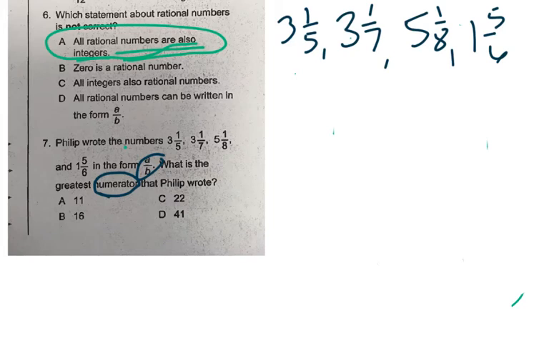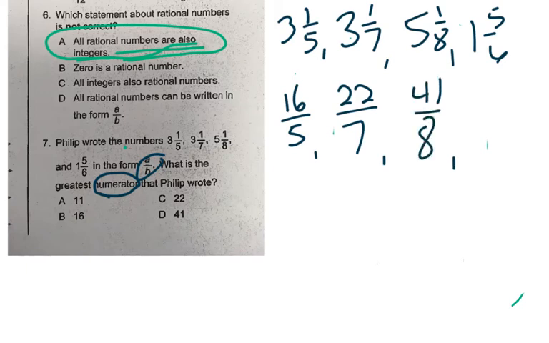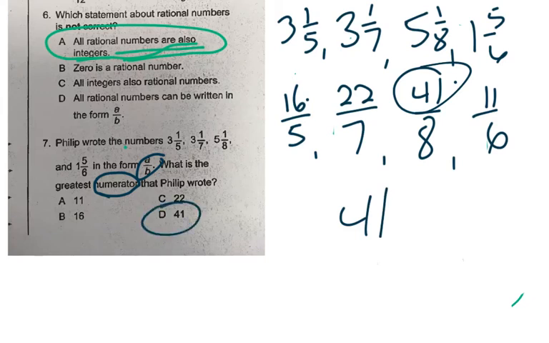So 5 times 3 is 15, plus 1 is 16 over 5. 7 times 3 is 21, plus 1 is 22 over 7. 8 times 5 is 40, plus 1 is 41 over 8. And then 6 times 1 is 6, plus 5 is 11 over 6. I'm looking for the biggest numerator, so I'm looking at the top part of my fraction, numerator, and the answer is 41, D. Okay.